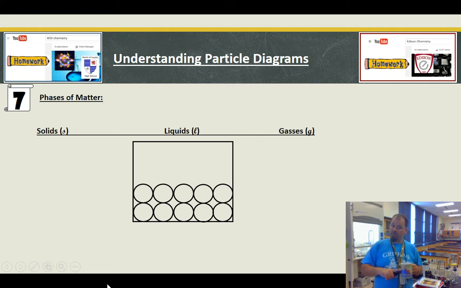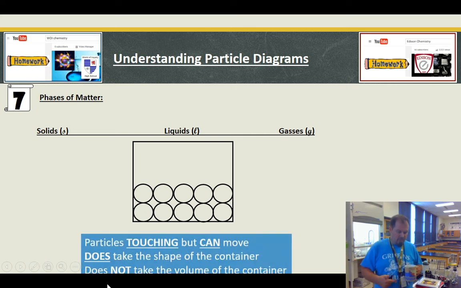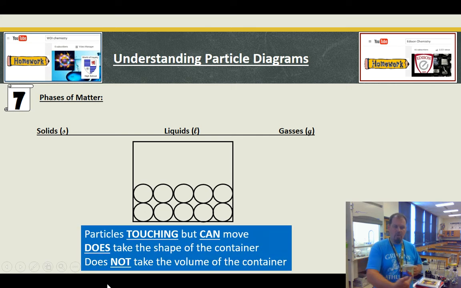I could put a half a cup of coffee in, but it does take the shape of my container, is what we say. So it's at least going to go from this wall to this wall of the coffee cup, and it's going to fill the entire bottom of the coffee cup first before the volume starts to increase. Okay, so the particles are touching, but they can move. This does take the shape of the container, but does not take the volume of the container. Okay, so we changed one of those things from solid to liquid.